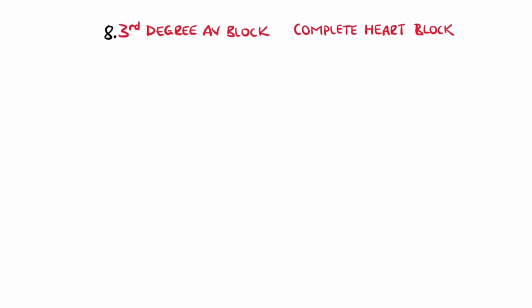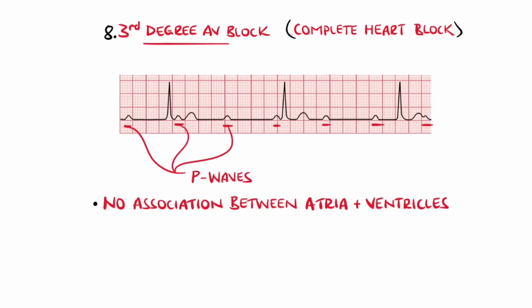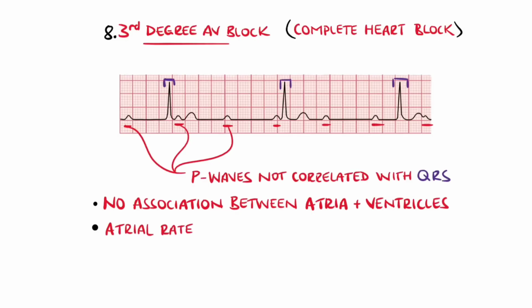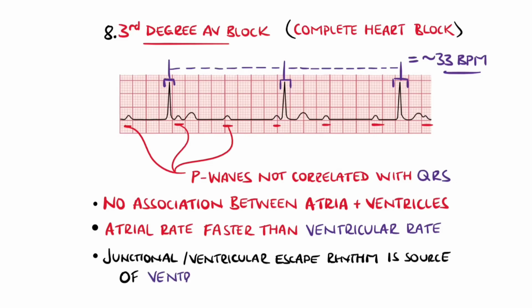In third degree AV block, there is no association between atrial and ventricular contractions. On the ECG, this appears as P waves that do not lead to a QRS complex, and more P waves than QRS complexes, indicating a higher atrial rate than ventricular rate, which is most commonly severely bradycardic. Typically, there are regular P waves and regular QRS complexes, but no association between the two, with the QRS complexes being generated by junctional or escape rhythms.